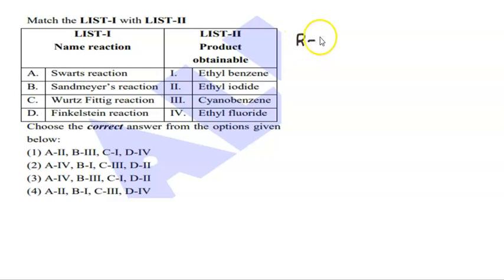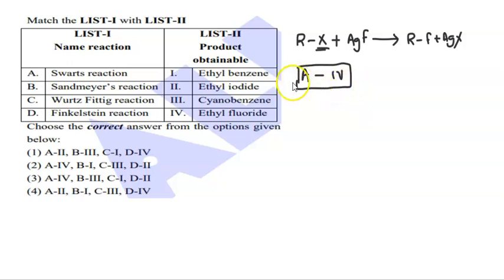If I take RX, that may be an alkyl chloride or alkyl bromide or alkyl iodide, which on reacting with AgF, fluorinating agents like SbF3 also you can take, this halogen is exchanged by fluorine, then you can get alkyl fluoride plus AgX. So the correct match for A is 4. So Swarts reaction is used to prepare alkyl fluorides.